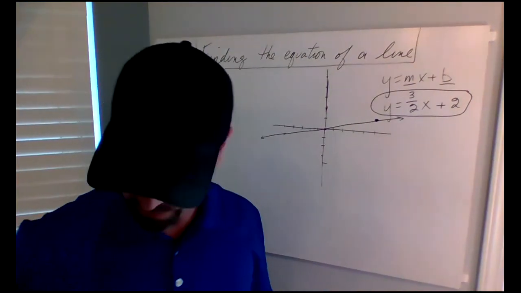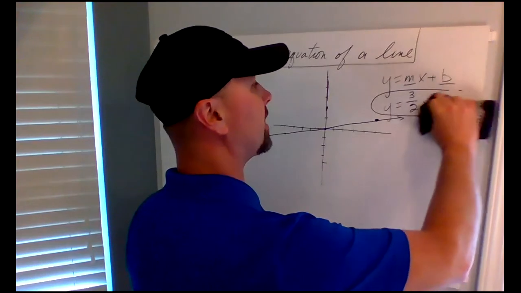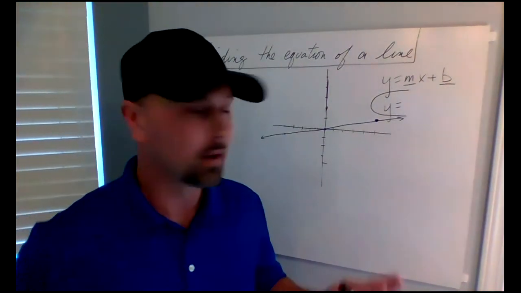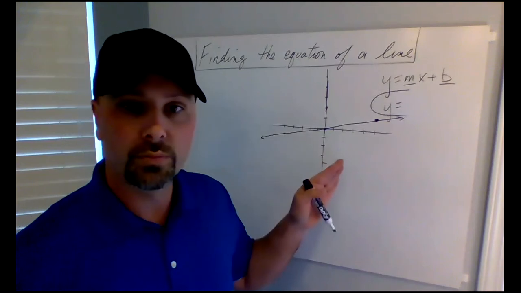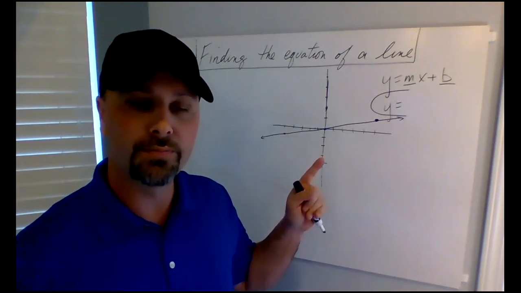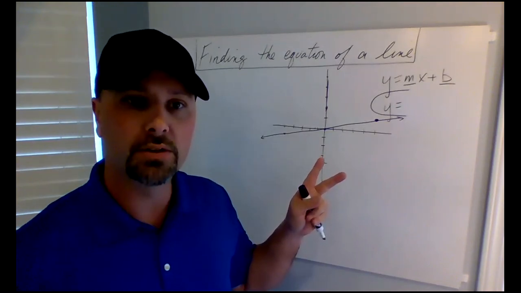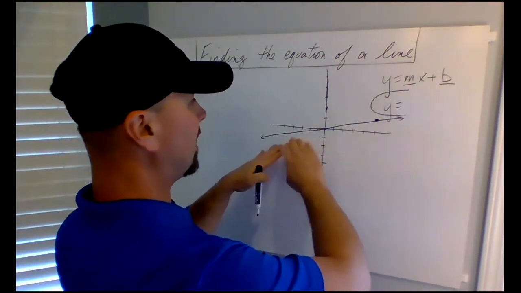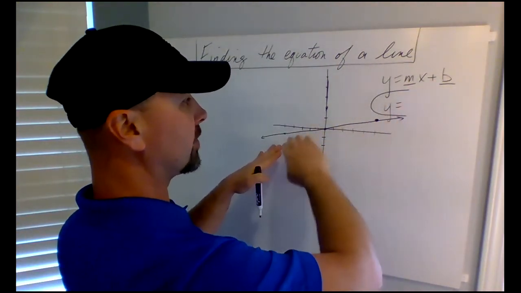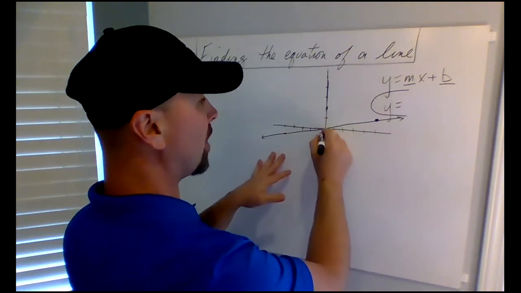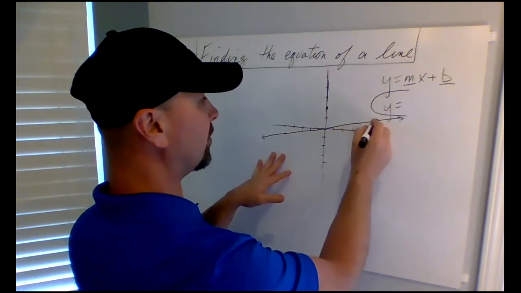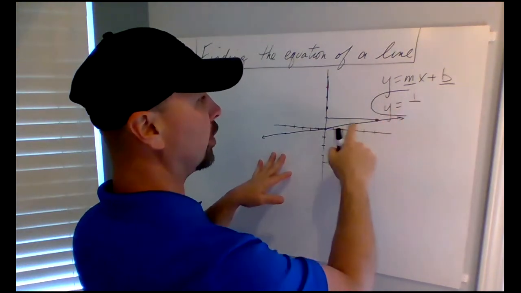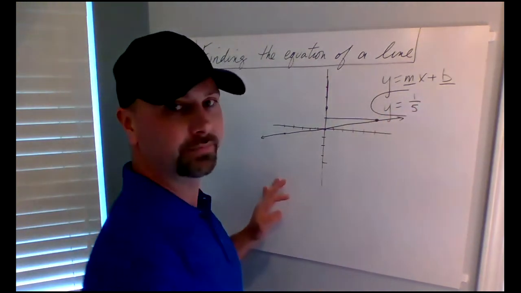Okay, so take a look at this next line. We need two things, slope and the y-intercept. That's all we need to write the equation of the line. So first off, we'll start with the slope, the m. It's increasing, so it's going to be a positive number. The rise over run, rise and run. Rise is 1, run is 5.